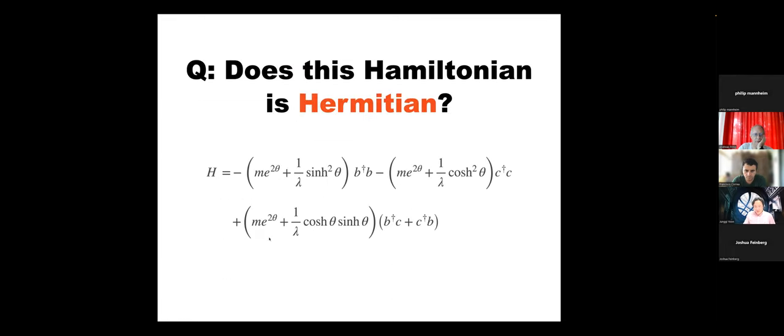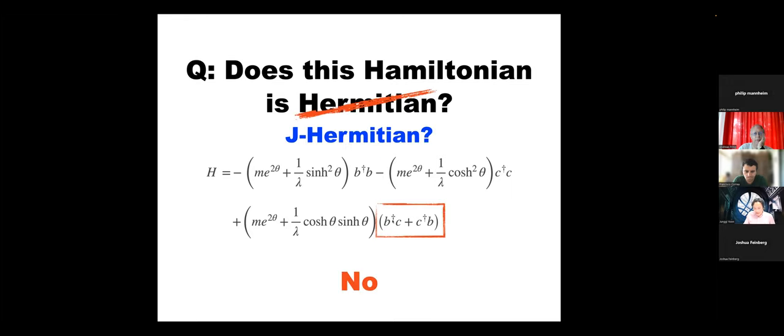And now go back to the Hamiltonian. With the naive dagger, it looks Hermitian, but because of this term, it's not J Hermitian. It's invariant under the action of the dagger, but when you act with J, because it's linear in C, it flips the sign.